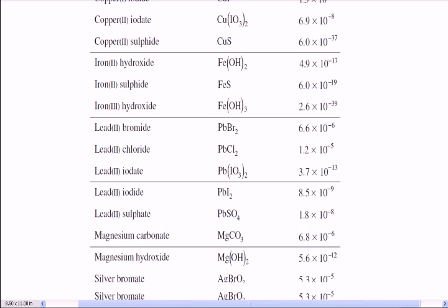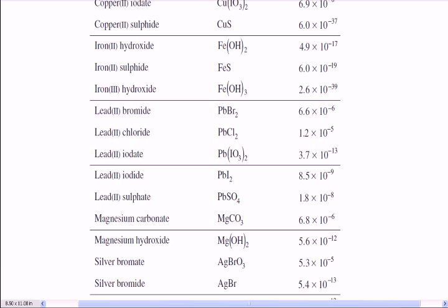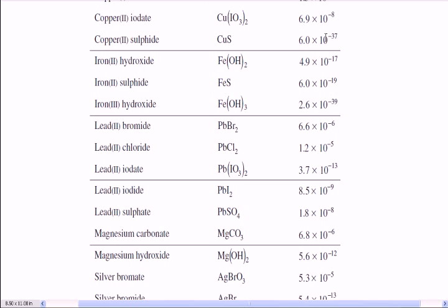So we can see copper. Let's go back up a little bit. Copper sulfide right here is very, very, very low. It has a Ksp of 6.0 times 10 to the minus 37. So that means very, very, very little sulfide ions are going to be present. Now let's take a look at what zinc's is.